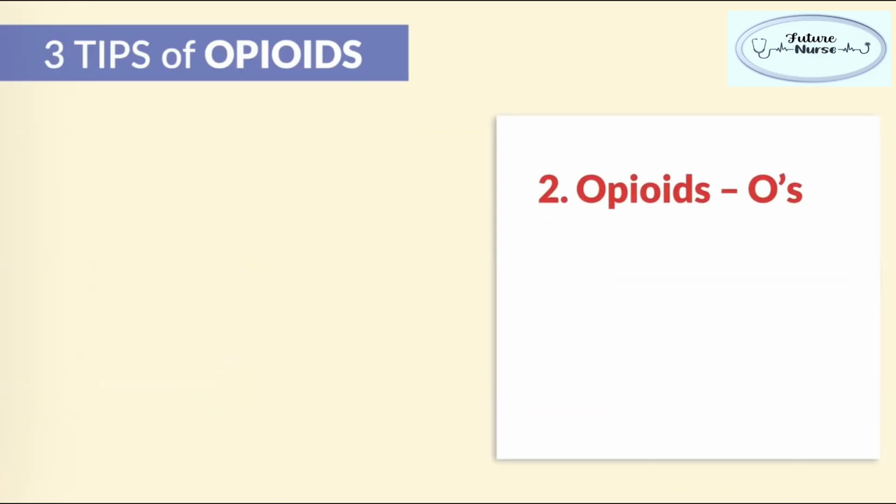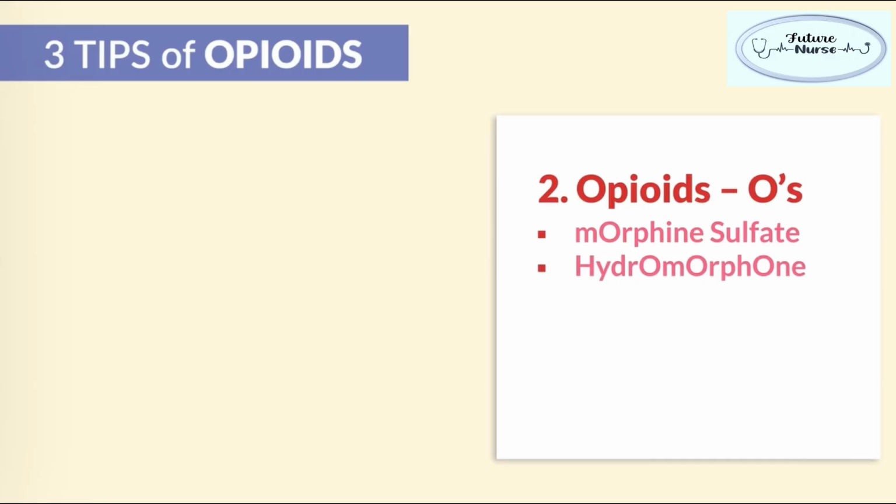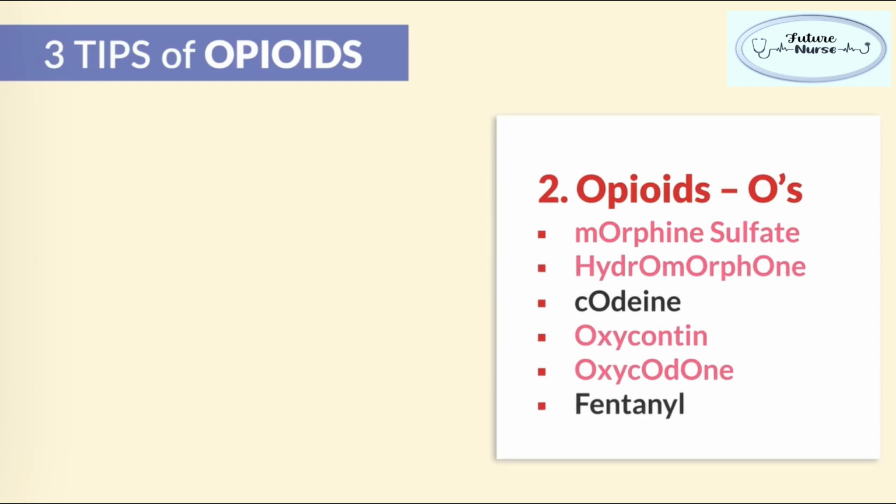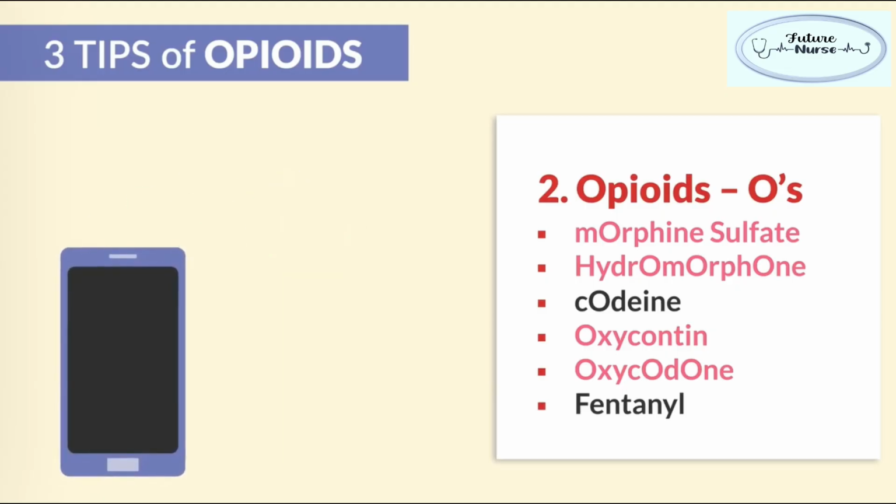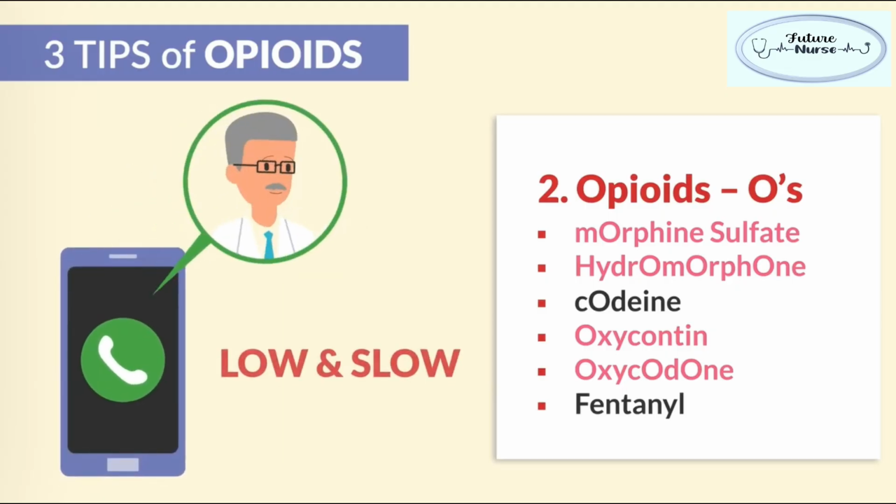Second is opioids have the O's. So guys, morphine sulfate has an O, hydromorphone, codeine, oxycontin, and oxycodone. Now, the weird one here is fentanyl, which we'll cover in another segment. But really, all of them kind of sound like phone. So guys, remember to consult your doctor if you see low and slow vital signs.